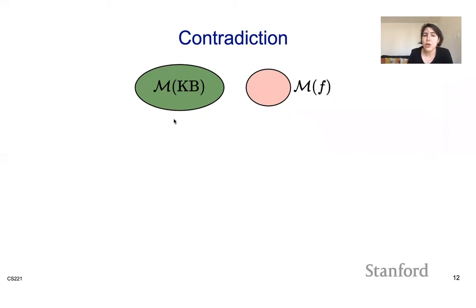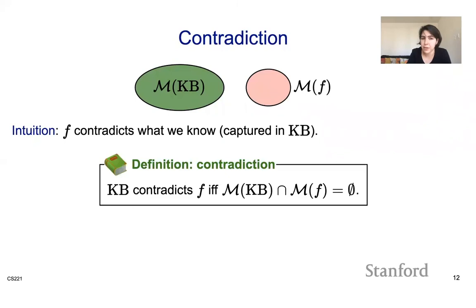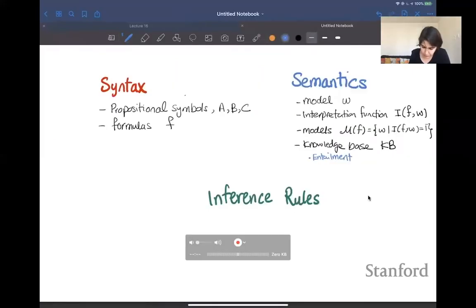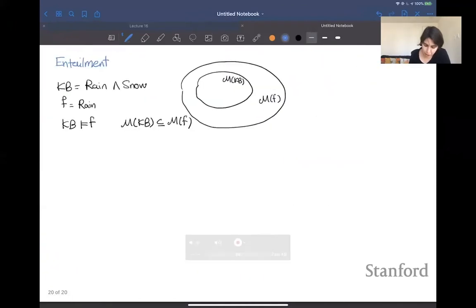Okay. So in the models land, what happens is that models of KB doesn't have any intersections with models of F. So F contradicts our knowledge base if and only if models of KB intersection models of F is going to be the empty set, right? So let's look at an example. Let's maybe go back here. So our second option is contradiction. So let's write that here, contradiction.